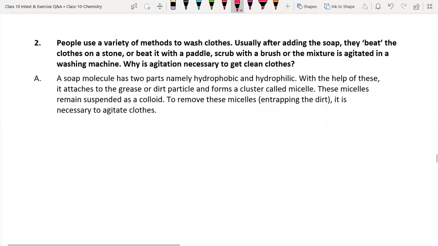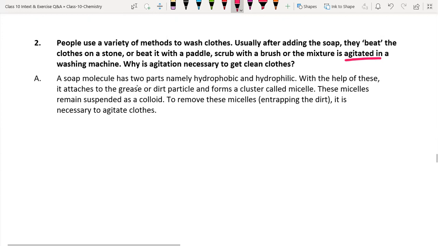People use a variety of methods to wash clothes. Usually after adding soap, they beat the cloth on stone or with a paddle, scrub with a brush, or the mixture is agitated in a washing machine. Why is that agitation necessary to get clean clothes? Why will they rub the clothes in water?